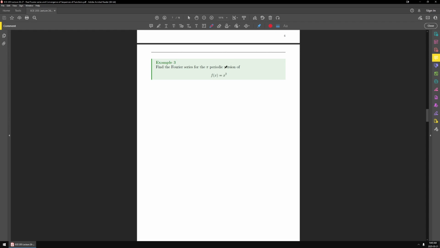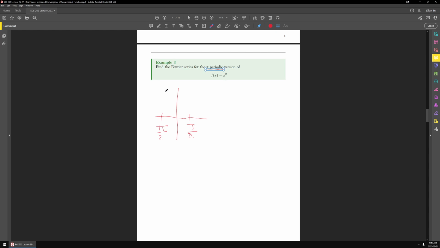Okay, so for this question, it says find the Fourier series for the pi periodic version of this function. So the first thing we have to do is figure out what pi periodic version is. Our definition of pi periodic was you take this function and you build it over an interval that has a length of pi and is centered at 0. So in this case, this would be pi over 2, half the length, and this over here would also be pi over 2. Now I have to think what x squared looks like.